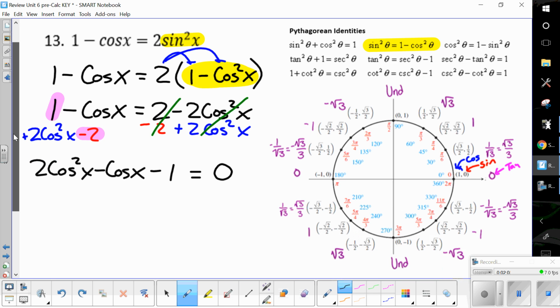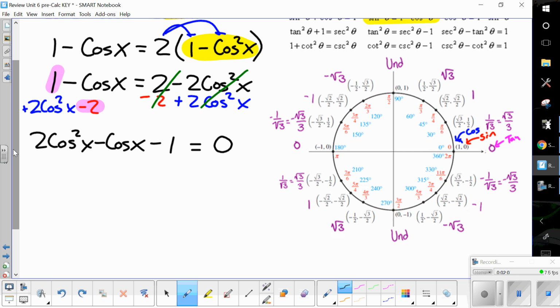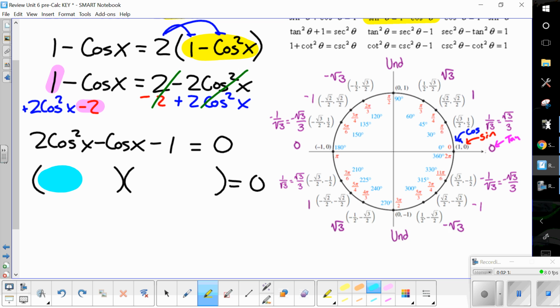All right, now I have a typical trinomial. It's in standard form. I'm going to set up my parentheses to start plugging stuff into the binomials. Whatever goes in the first position here has to multiply together to give me 2 cosine squared. And since 2 is prime, I really only have one option, 2 cosine of x times 1 cosine of x.